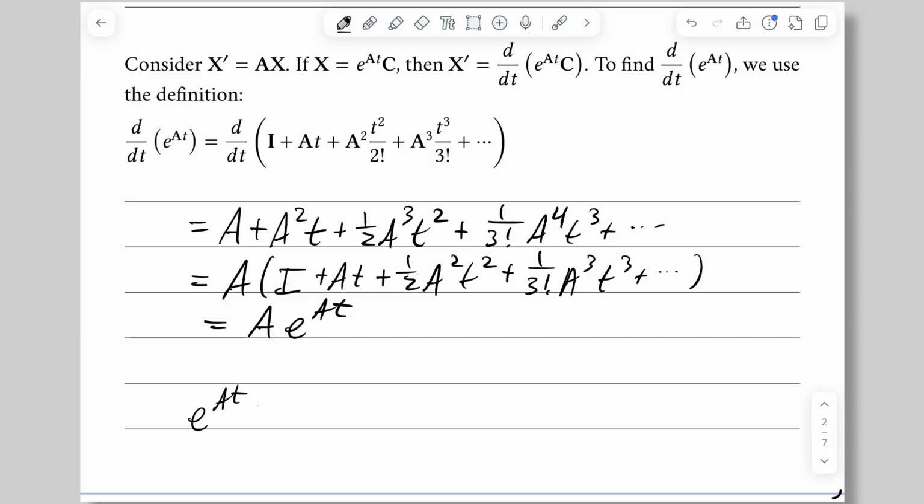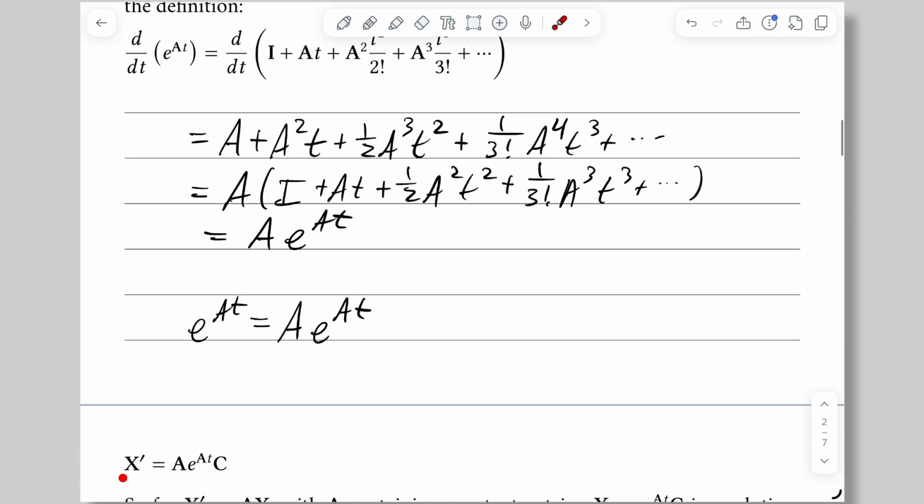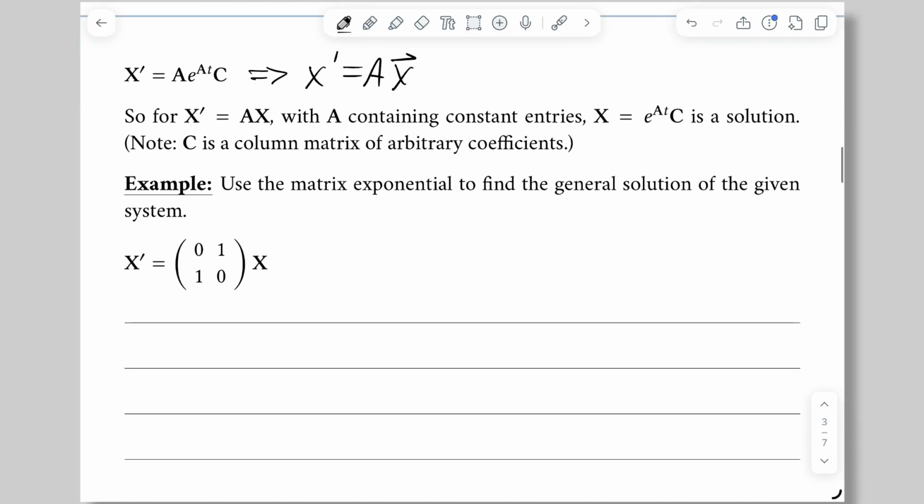Since the derivative of e to the At is equal to A e to the At, when we had x is equal to e to the At times c, we end up with x prime is equal to A e to the At times c. But that gives us x prime is equal to Ax, the exact system that we were just considering. So for x prime equals Ax, with A containing constant entries, x equals e to the At times c is a solution. We're going to use that fact to solve the system of differential equations.